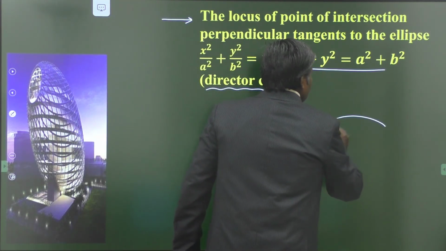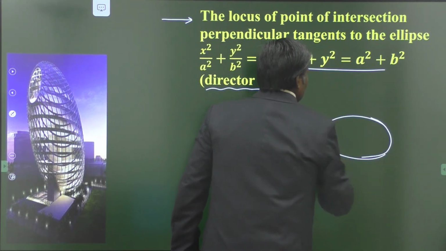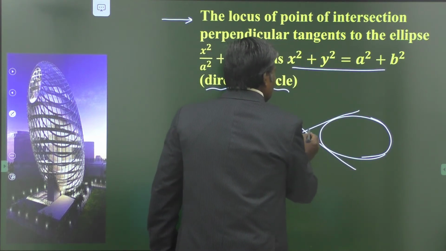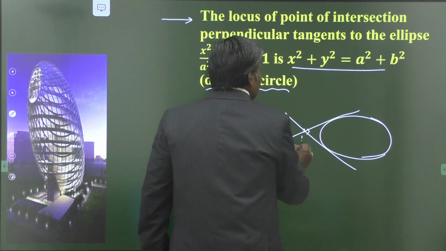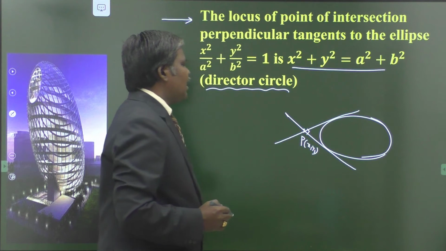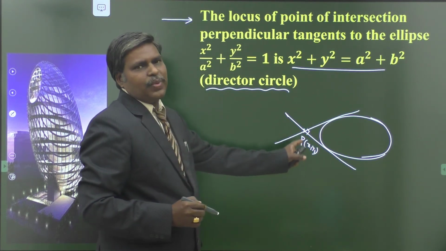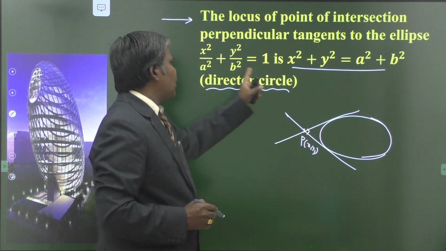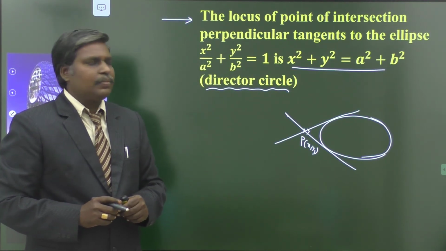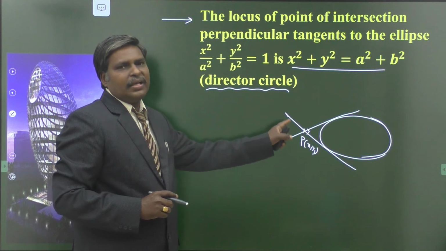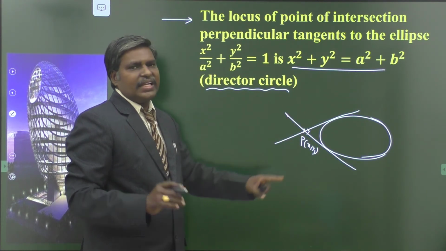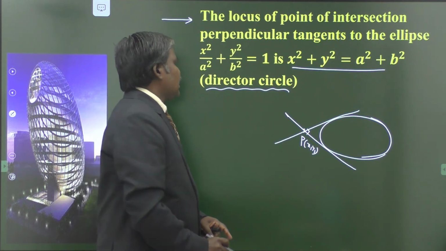So, this is the ellipse x square by a square plus y square by b square equal to 1. Draw two tangents whose angle between them is 90 degrees. We have to find out the locus of that point. Let P(x1, y1) be the point of intersection of perpendicular tangents to the ellipse x square by a square plus y square by b square equal to 1. What is (x1, y1)? A point on the locus. That means it is a point of intersection of a pair of tangents whose angle between them is 90 degrees.